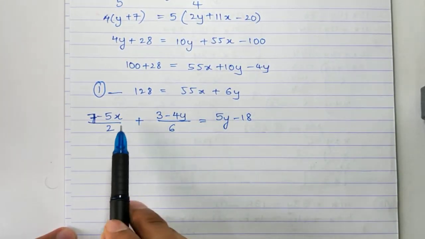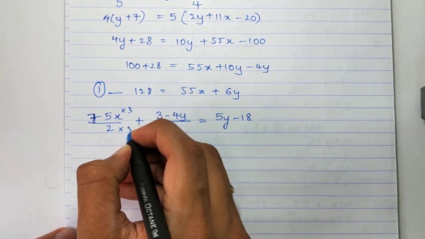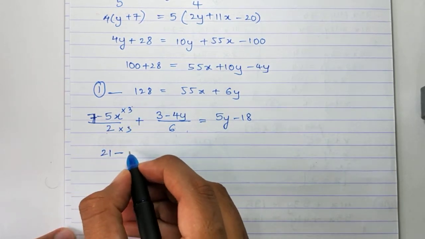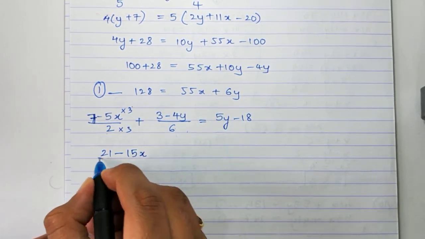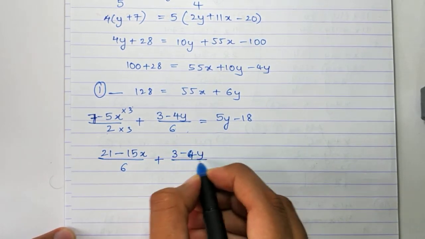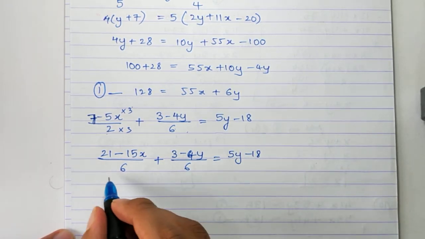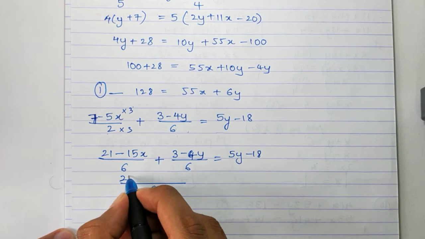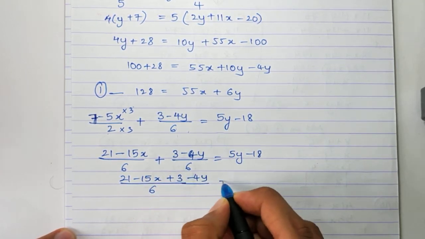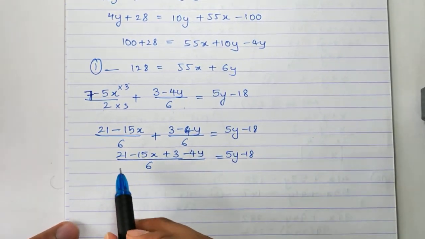Before simplification, I must see here that I'll take LCM first. So there is 2 here. I'll multiply this with 3. Okay, so 3 7s are 21 minus 3 5s are 15x upon 6 plus 3y minus 4 upon 6 equals 5y minus 18. Now denominator is same, 21 minus 15x plus 3 minus 4y equals 5y minus 18.